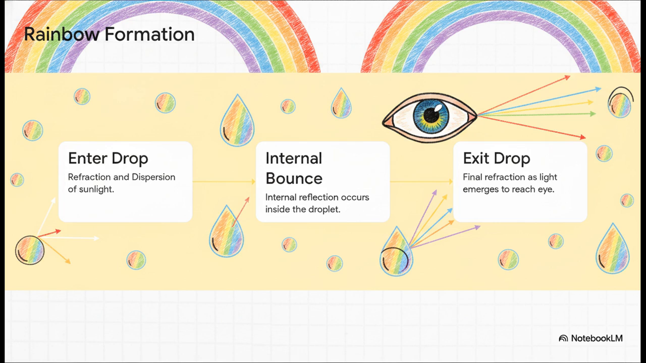At point A, sunlight enters the droplet, refracting and dispersing. Then at point B, the light hits the back of the drop and bounces inside. This is called internal reflection. Finally, at point C, it exits back into the air, refracting one last time to shoot that gorgeous spectrum of colors right into our eyes.